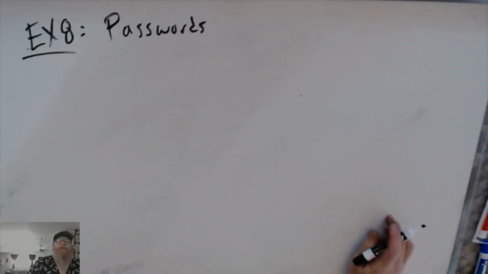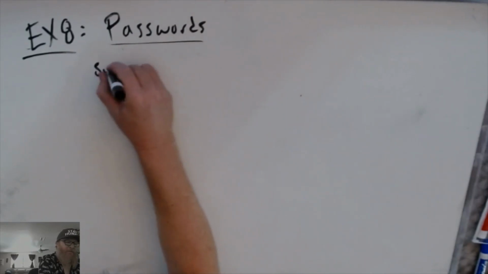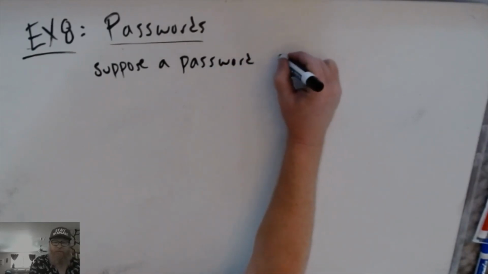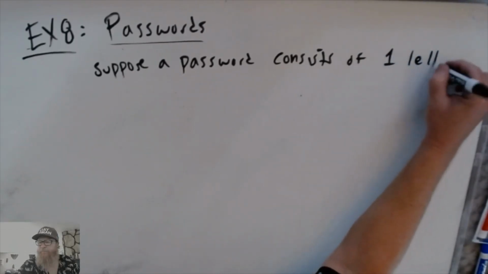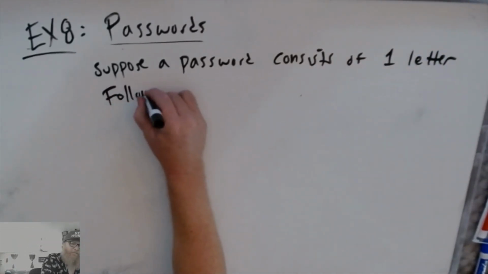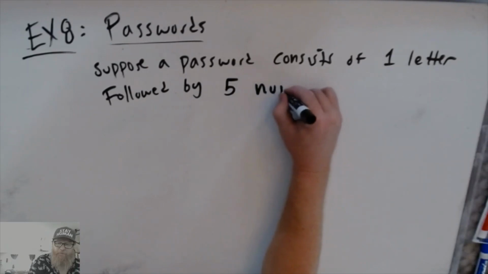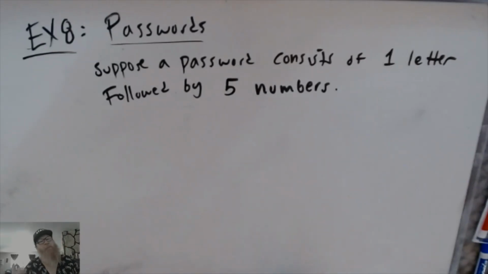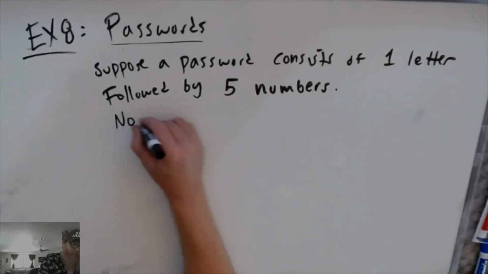Okay, example 8, passwords. Have you ever forgot your password? Suppose a password consists of one letter followed by 5 numbers. No special characters. It gets much more complicated if you add in the hashtags and the dollar signs and all the other special characters. And no repetition is allowed.